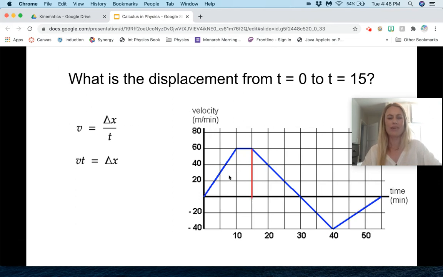Now this is kind of a weird shape. So what we're going to do here is divide it into two shapes that are a little bit easier to find the areas for. So now I have a right triangle and I have a rectangle.